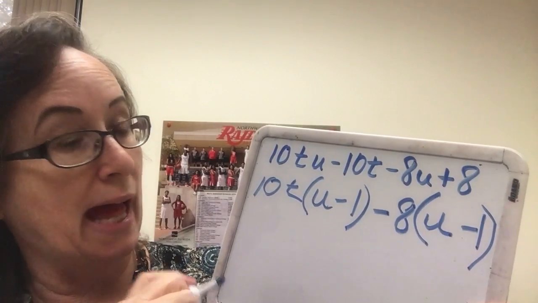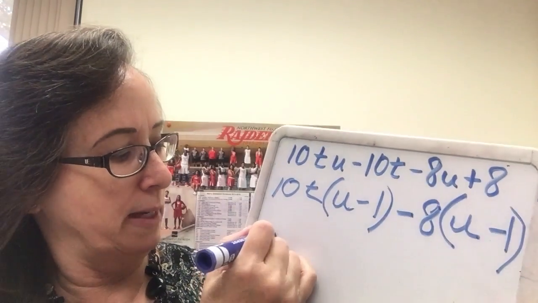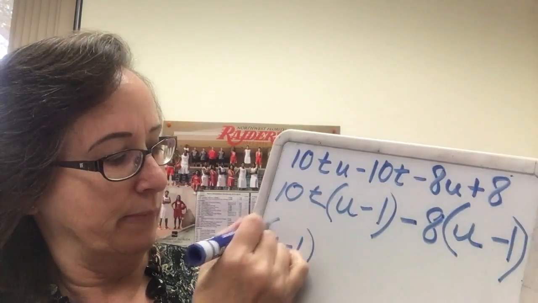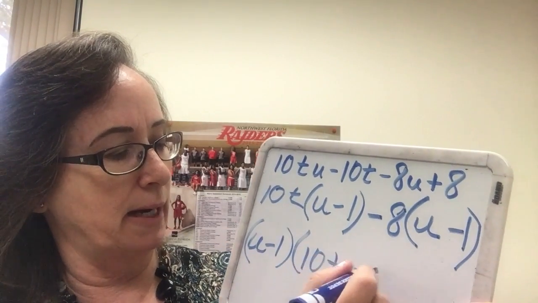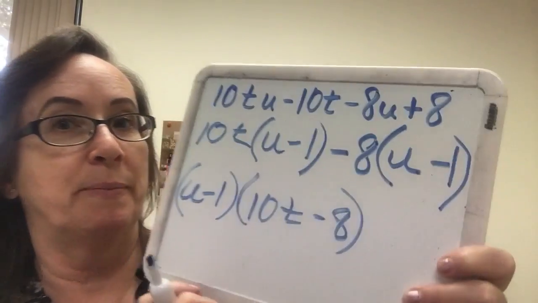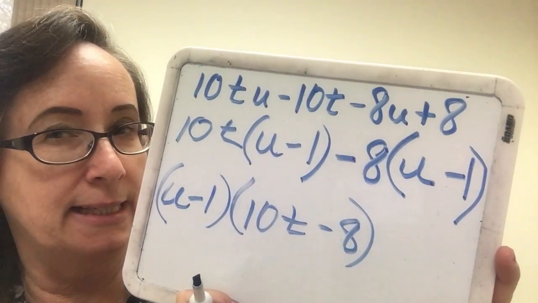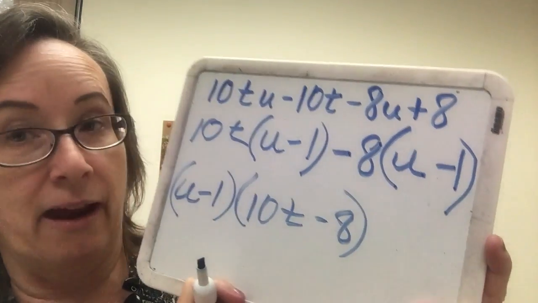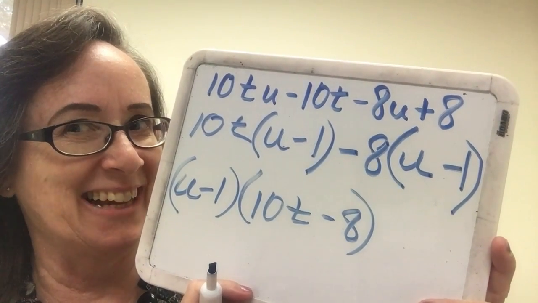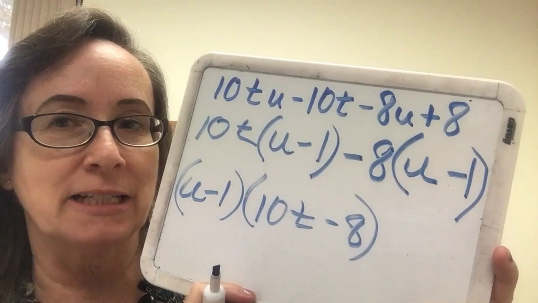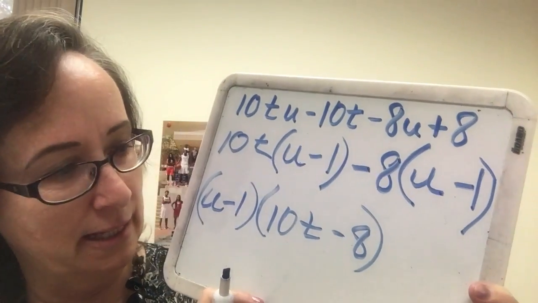So now I will pull out the u minus 1 and be left with 10t minus 8. But as I've moved along, I can see I made an error. Can you see the error that I made? It's not really an error if I correct it now, okay? Because I forgot to pull out the greatest common factor.